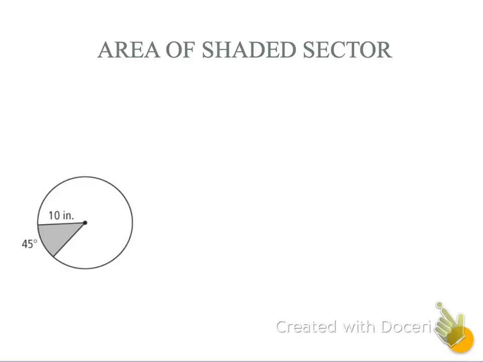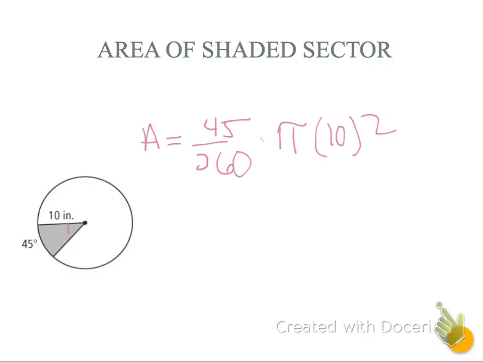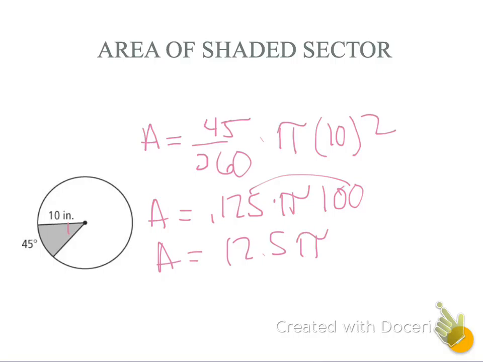Find the area of the shaded sector. Okay, so in this we're going to do the area of the sector. So A equals your arc measure that I care about, so 45 divided by 360 times pi times your radius squared. So 45 divided by 360, 0.125 times pi. 10 squared is 100. 100 times 0.125, I get 12.5 pi inches squared. Make sure you label it because we're talking about area.